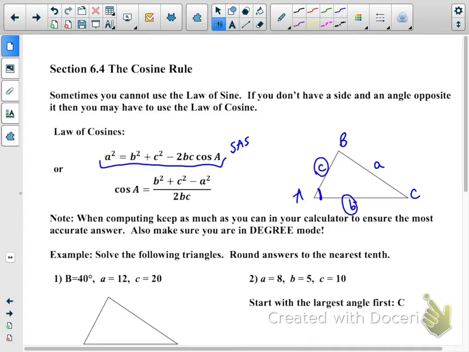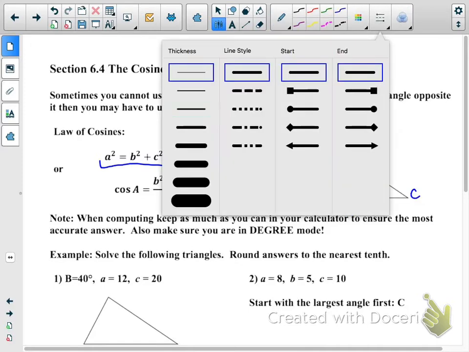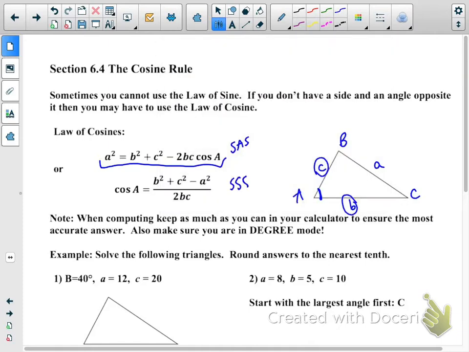The other scenario is, what if you know all three sides? So if I know side, side, side, so in this case, if I knew all of the sides, then I can find the angle here for A. And I could really find any of them. It's just a matter of how it gets set up.